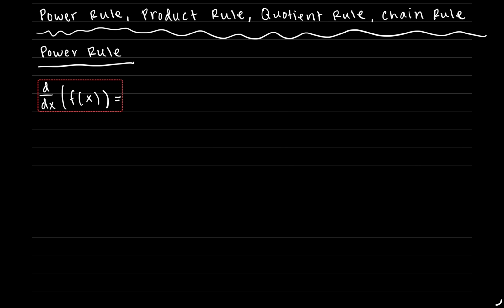Okay, so the formal definition is d/dx of x to the n is going to be n times x to the n minus 1 power, okay? Now, what does that mean? In this case, n is a constant, okay, and x is your variable.